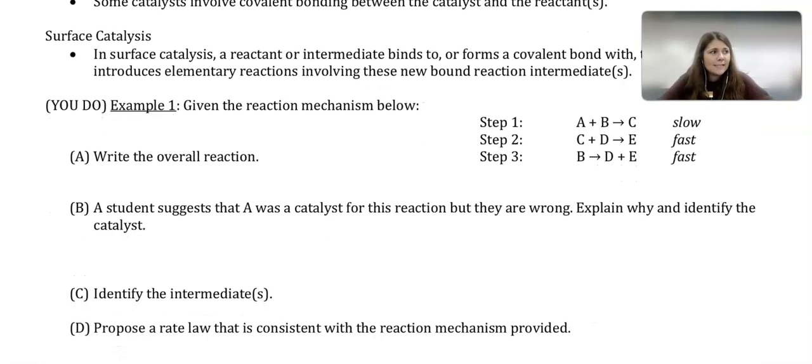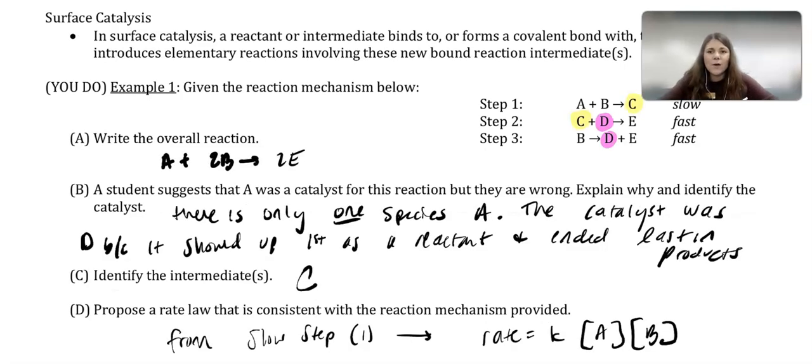All right, so I have an example for you, just trying to put everything together, and I know you have everything in place to figure it out. So why don't you pause the video, give this example a shot, and then when you're ready, click play, and I'll go over the answer. So based off this example 1, the overall balanced reaction after crossing off the species that were the same on either side, I crossed out the C's and the D's, I got A plus 2B making 2E. So a student suggests that A was a catalyst for this reaction, but they are wrong. So explain why and identify the catalyst.